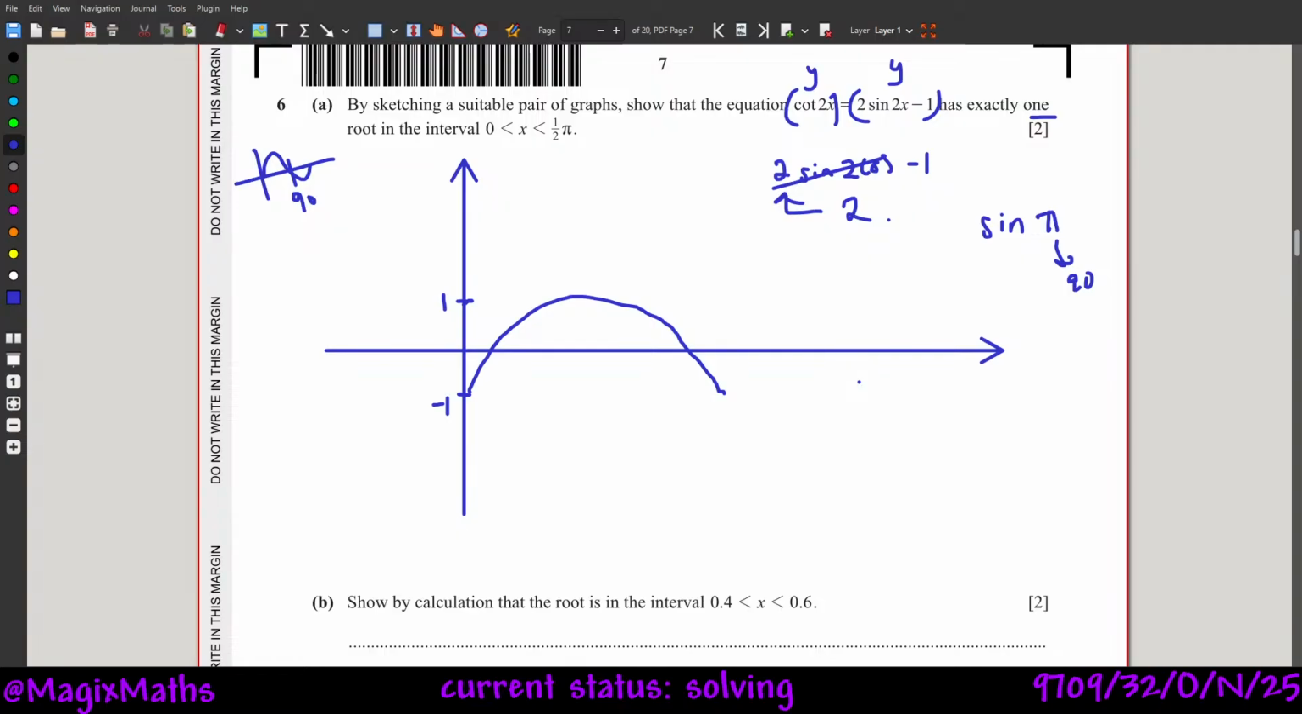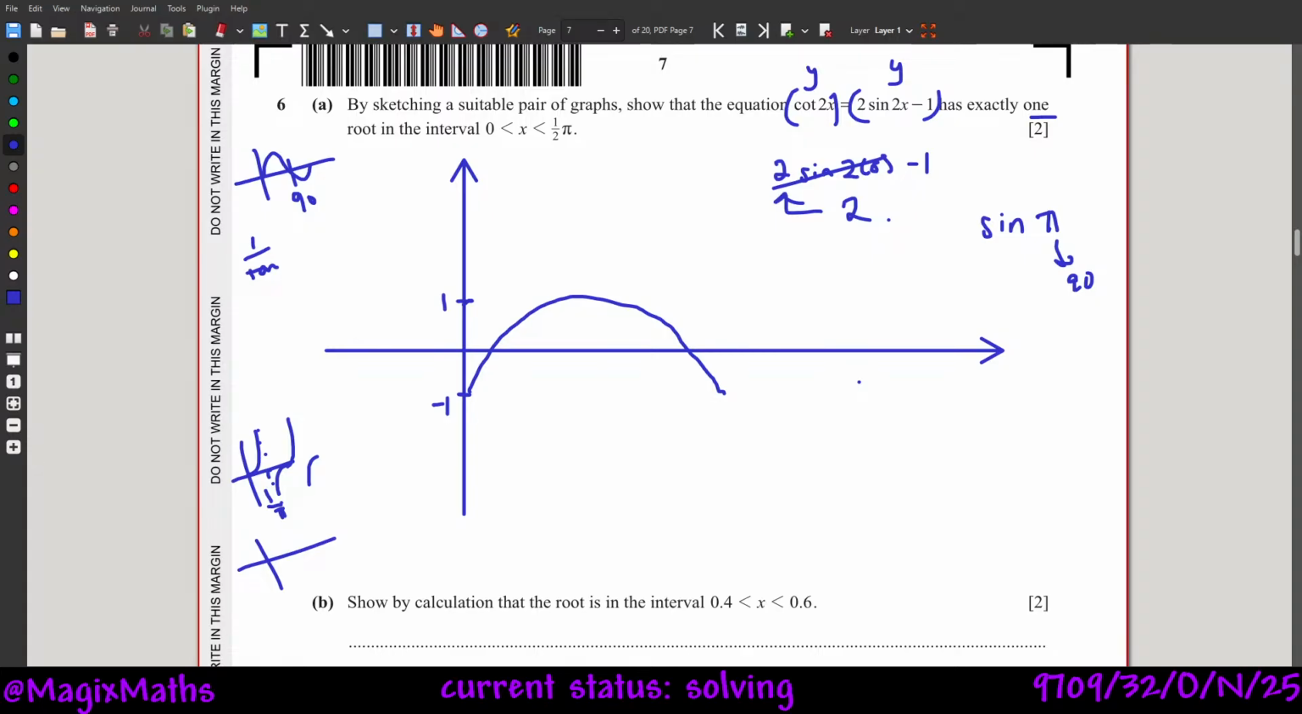So how do we draw the graph of cotangent? Cotangent is just 1 over tangent. Now when you draw the graph of tangent, we'll have something like this. And then you want 1 over that. So 1 over 0 would be infinity. Then this point here is half of pi.